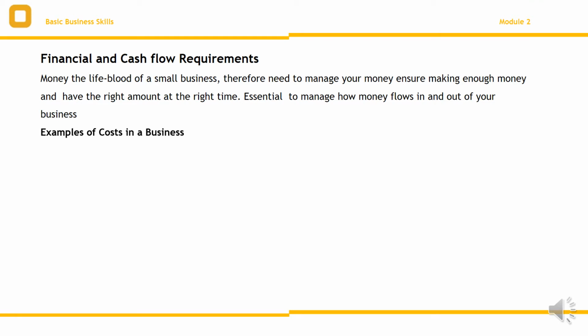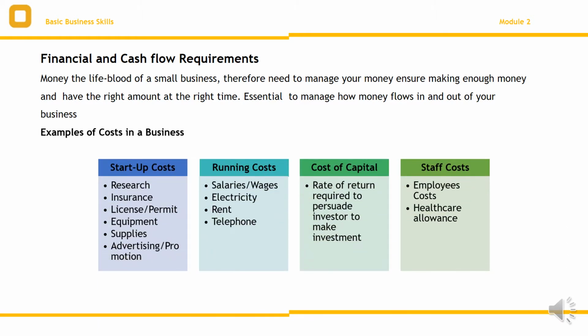Within a business, we've got various types of costs that we need to be aware of as small businesses. There are 4 types of costs that we have within an organization. First of all, we have what we call our startup costs. We have running costs, we have cost of capital, and we have staff costs.